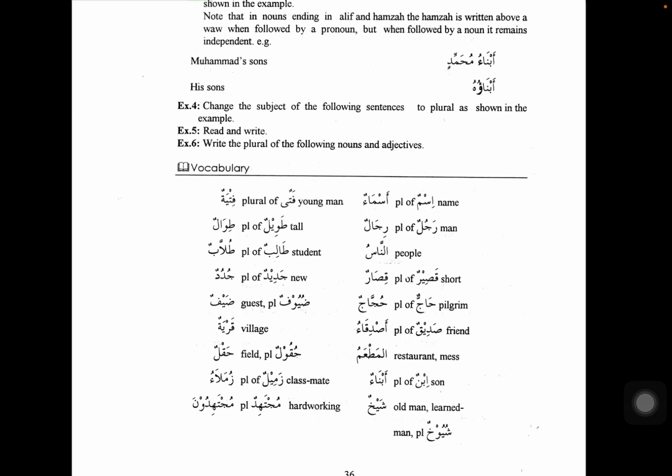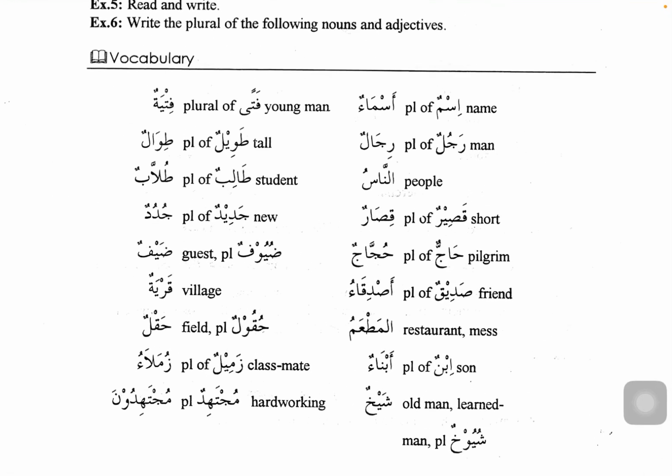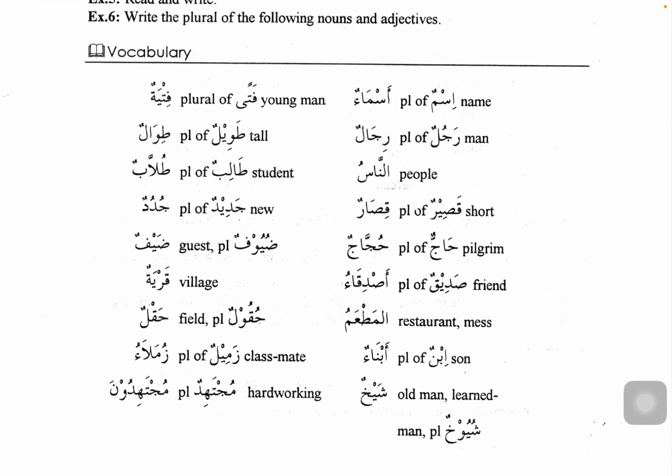Okay, so we have a list of vocabulary here. Let's go through them quickly, inshallah. From the left, we have fatan, meaning young man. Fityatun is the plural. Ismun, asma'u, the singular and the plural. Rajulun, man, rijalun. Tawilun, tall, tiwalun. Annasu, people, that's already plural. Talibun, student, tullabun, students. Qasirun, short, qisarun is the plural.